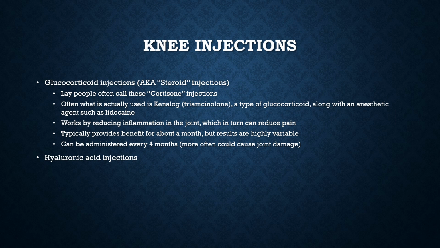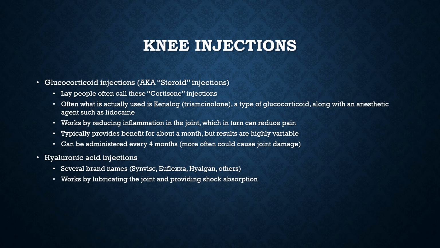Another option for a knee injection is hyaluronic acid injections. There are several brand names of this type of injection, including Synvisc, Euflexa, Hyalgan, and others. This type of injection works by lubricating the knee joint and providing shock absorption. The number of injections that are administered depends on the brand. For example, some of them you inject once a week for 3 weeks. Others are less frequent than that. Again, the results are highly variable with this type of injection.